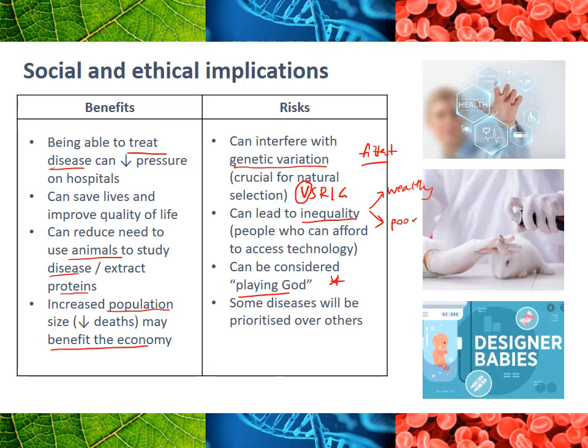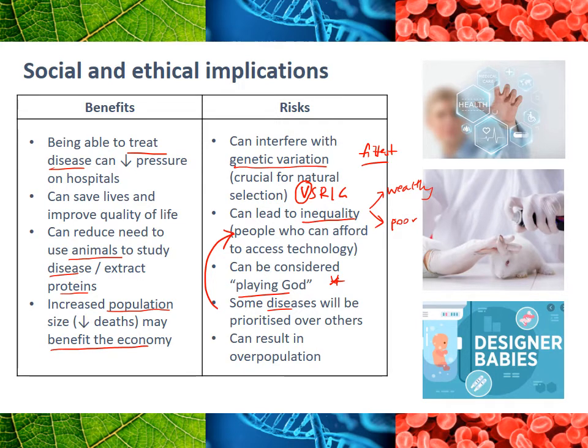This leads a bit to the inequality as well, but obviously at some point some scientists or some politicians will be deciding which diseases get studied and treated over other ones. So that can be a risk, that we're deciding to prioritize certain diseases and therefore certain people over others.